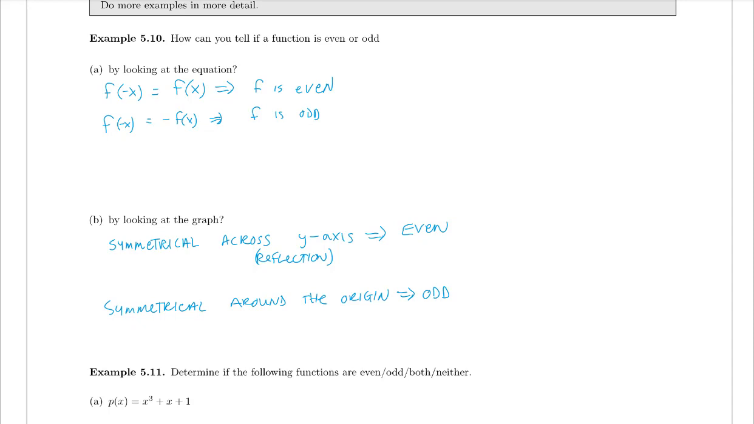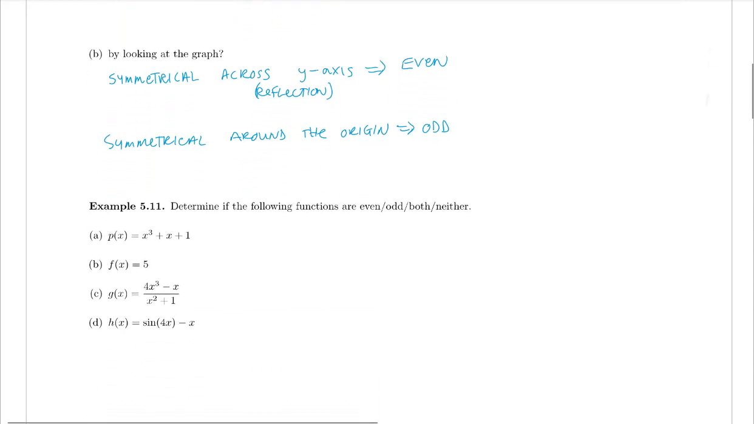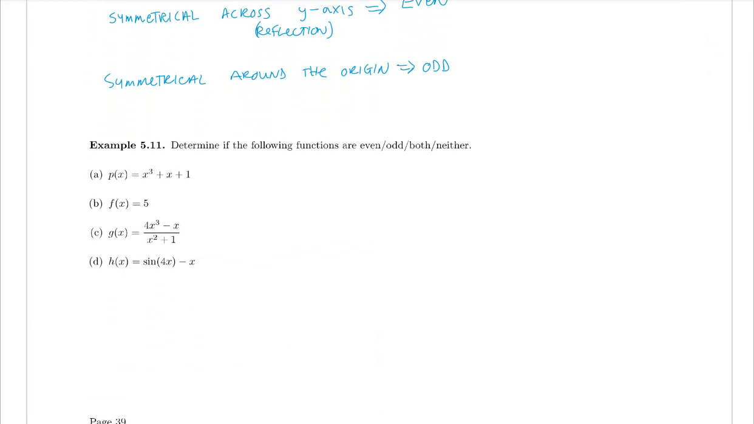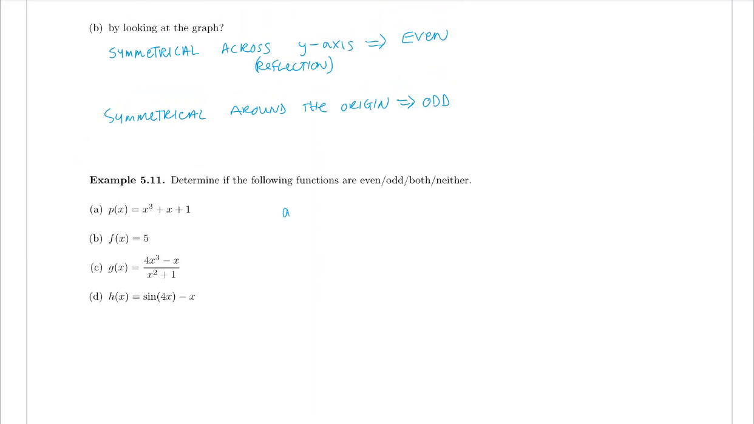So to do some quick practice, let's scroll down to these next examples, example 11, and look at these functions. If we plug in negative x, we can determine if they're odd or even from the formula. So for part A here, let's calculate p of negative x, which means that we're going to plug in negative x everywhere we see an x in the original formula, so we get negative x cubed plus negative x plus 1. Then if we simplify this and we get either negative p of x or just regular p of x, we'll know if it's odd or even.